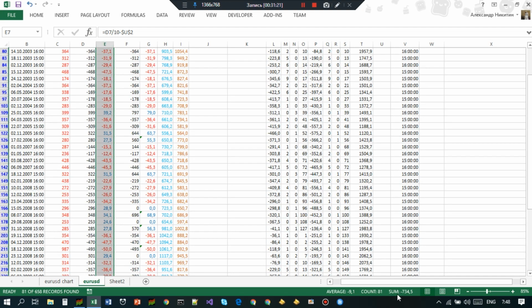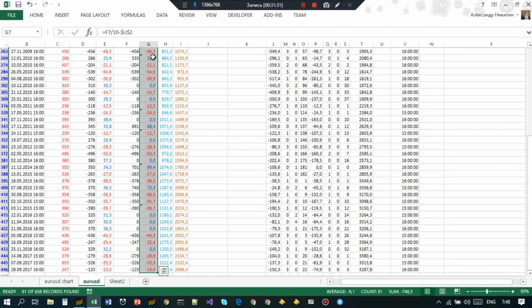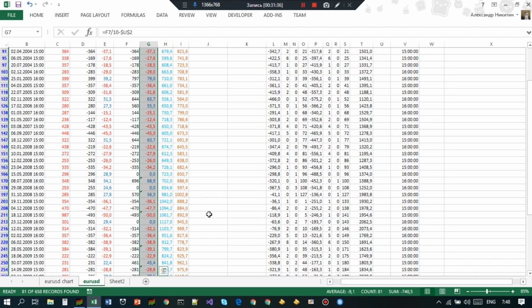So what is the total sum? The total sum is minus 734 pips. Okay, this is target number 1. Let's go to target number 2. So what the total result says is minus 740. Okay, it is 3 pips better.